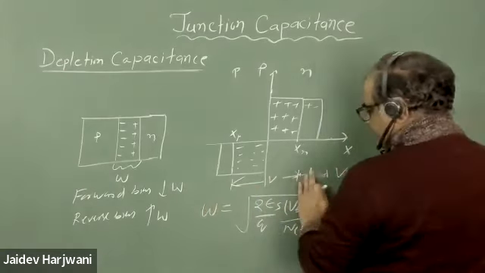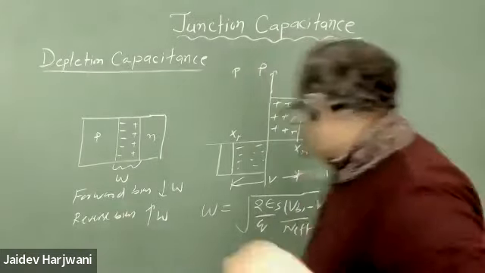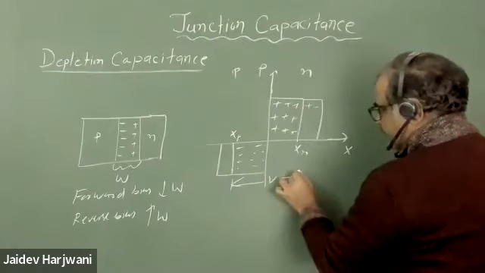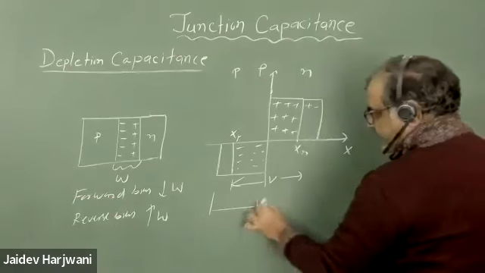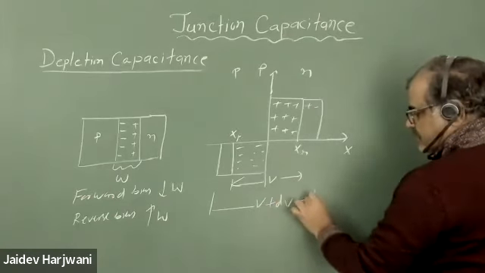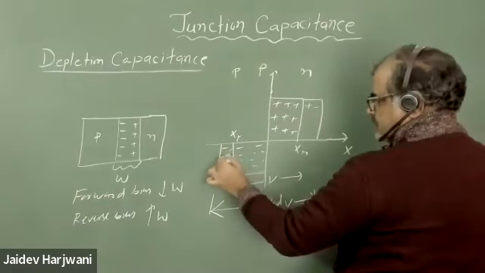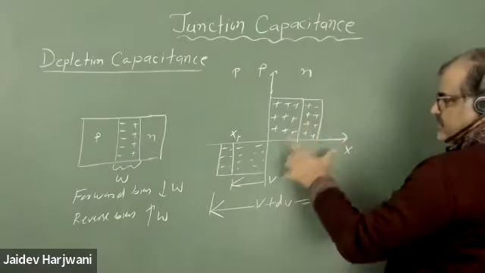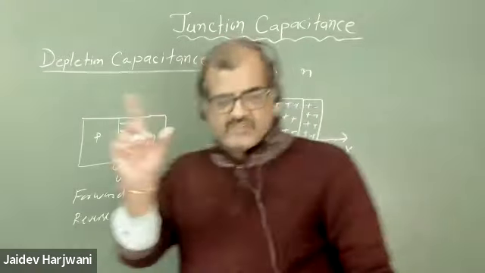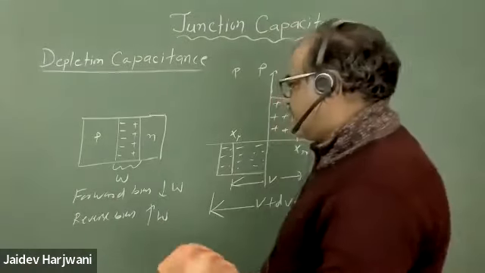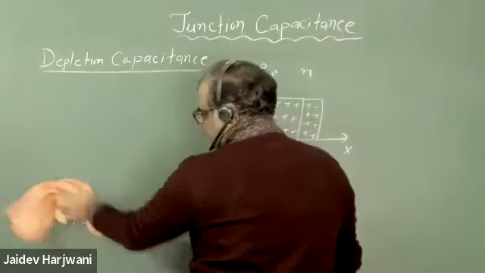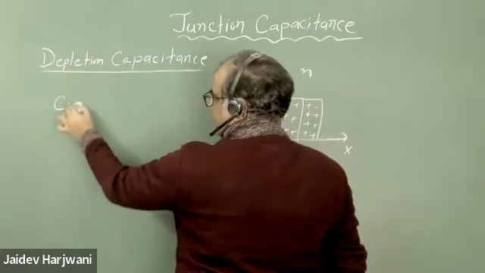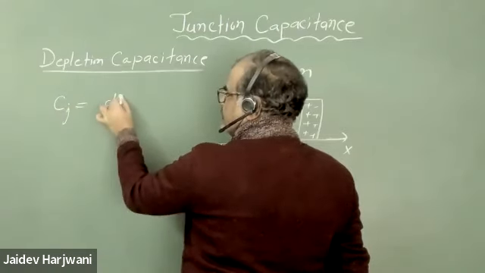So this is the width at voltage V, and this is the width at voltage V plus dV. That means when width varies, your charge inside the depletion region is also changing. And we know what capacitance is. Capacitance is defined as, for the junction capacitance, C equals dQ upon dV.